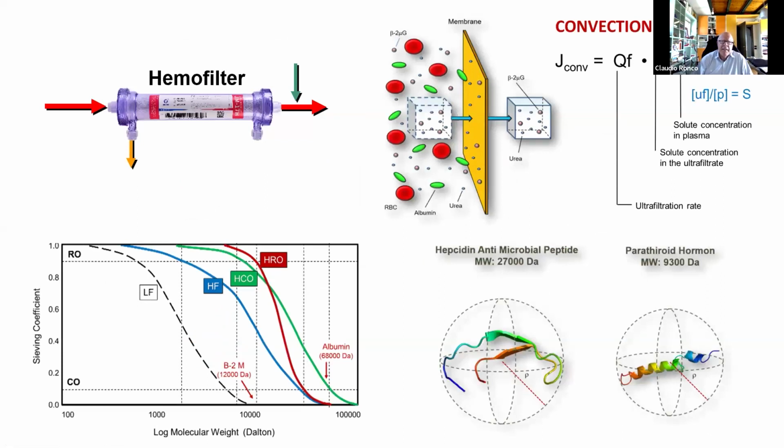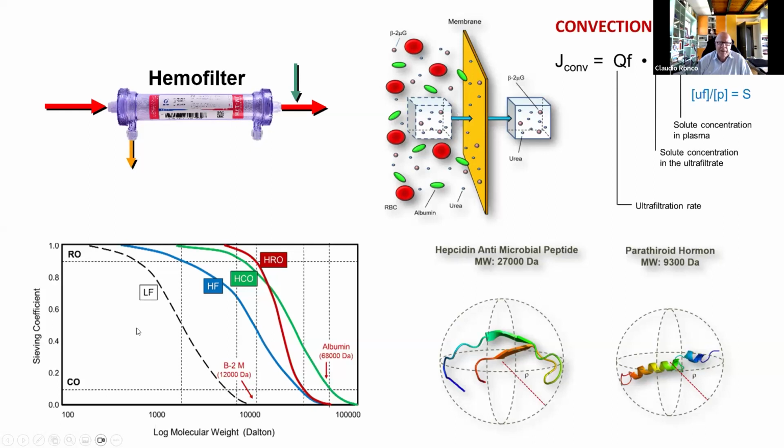Now, ultrafiltration is the process that occurs across the membrane, but when ultrafiltrate carries with it some solutes by a solvent drag, we speak about convection. And convection depends on the amount of ultrafiltration and the so-called sieving coefficient, which is the relationship between the concentration of the solute in the ultrafiltrate versus the concentration in plasma water.